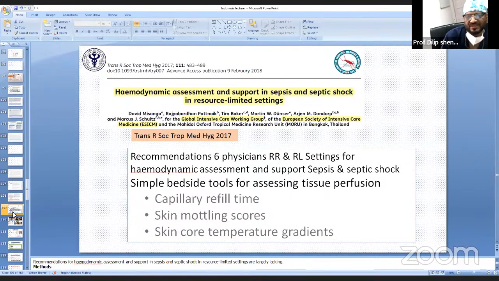About hemodynamic assessment and support of sepsis and septic shock in resource limited settings. The recommendation by 6 clinicians for hemodynamic assessment and support of sepsis and septic shock: simple bedside tools for assessing tissue perfusion, capillary refill time, skin mottling score, and skin temperature.